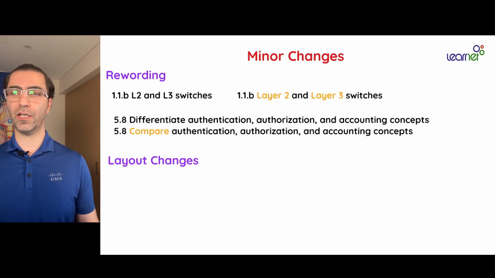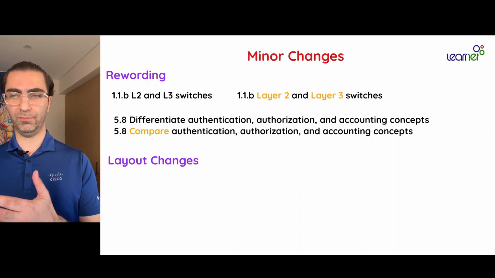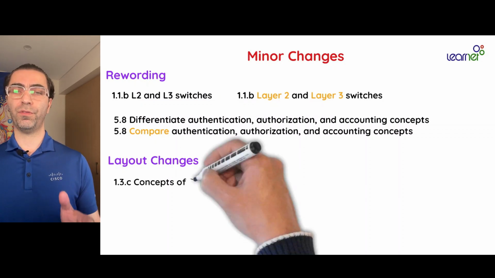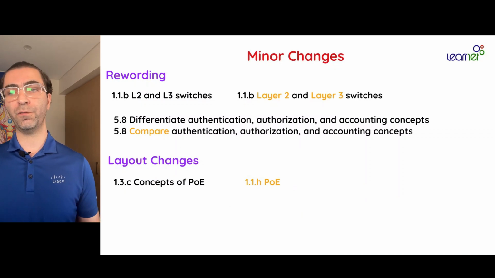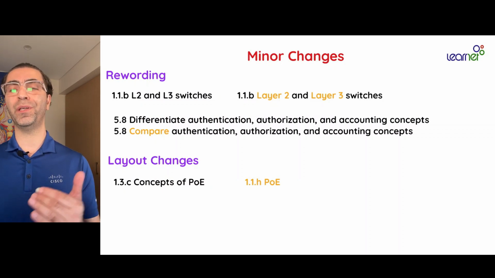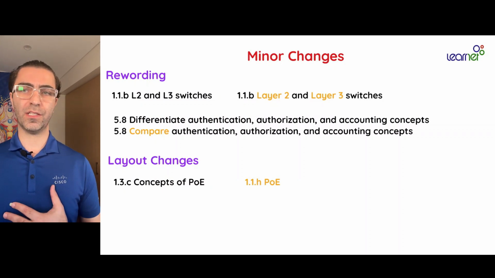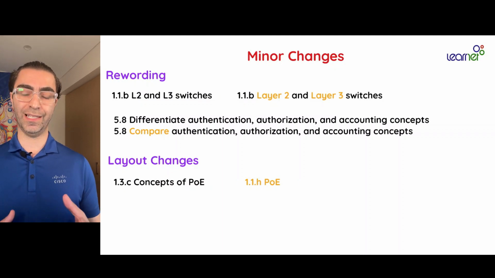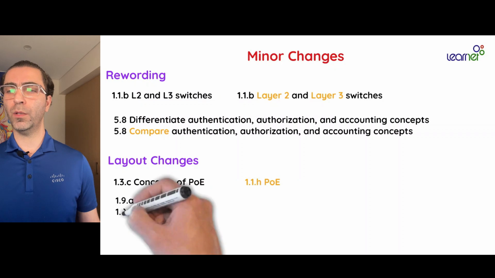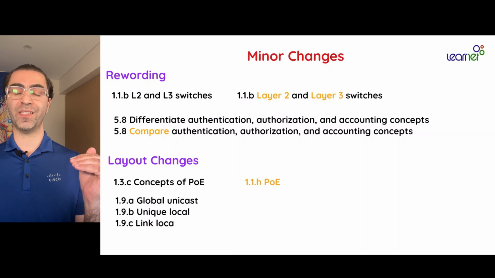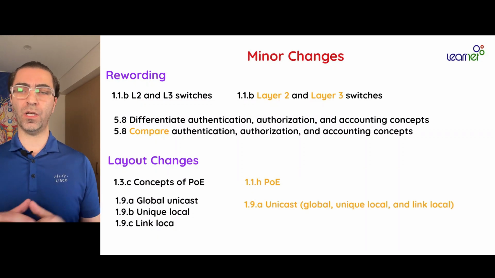For layout changes, this specific change can be categorized in other categories as well, but I just put it as a layout change. 1.3.c, instead of concepts of PoE, they just moved it to 1.1h and changed it to PoE. In my opinion, it's the same thing, because at the CCNA level, we talk about certain points of PoE and how we can benefit from it in LANs. Or for 1.9a, instead of mentioning each unicast IPv6 address type, they bundled it in one sentence.